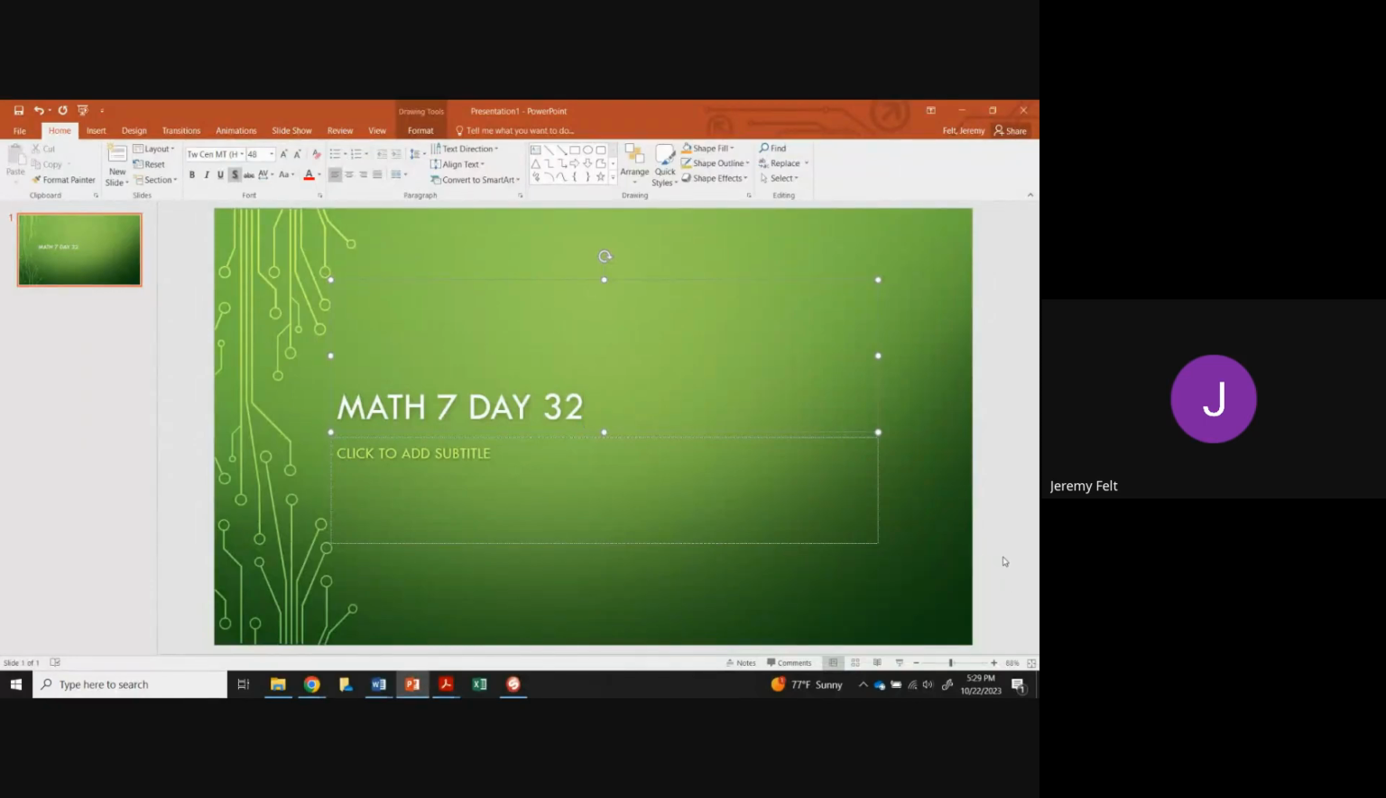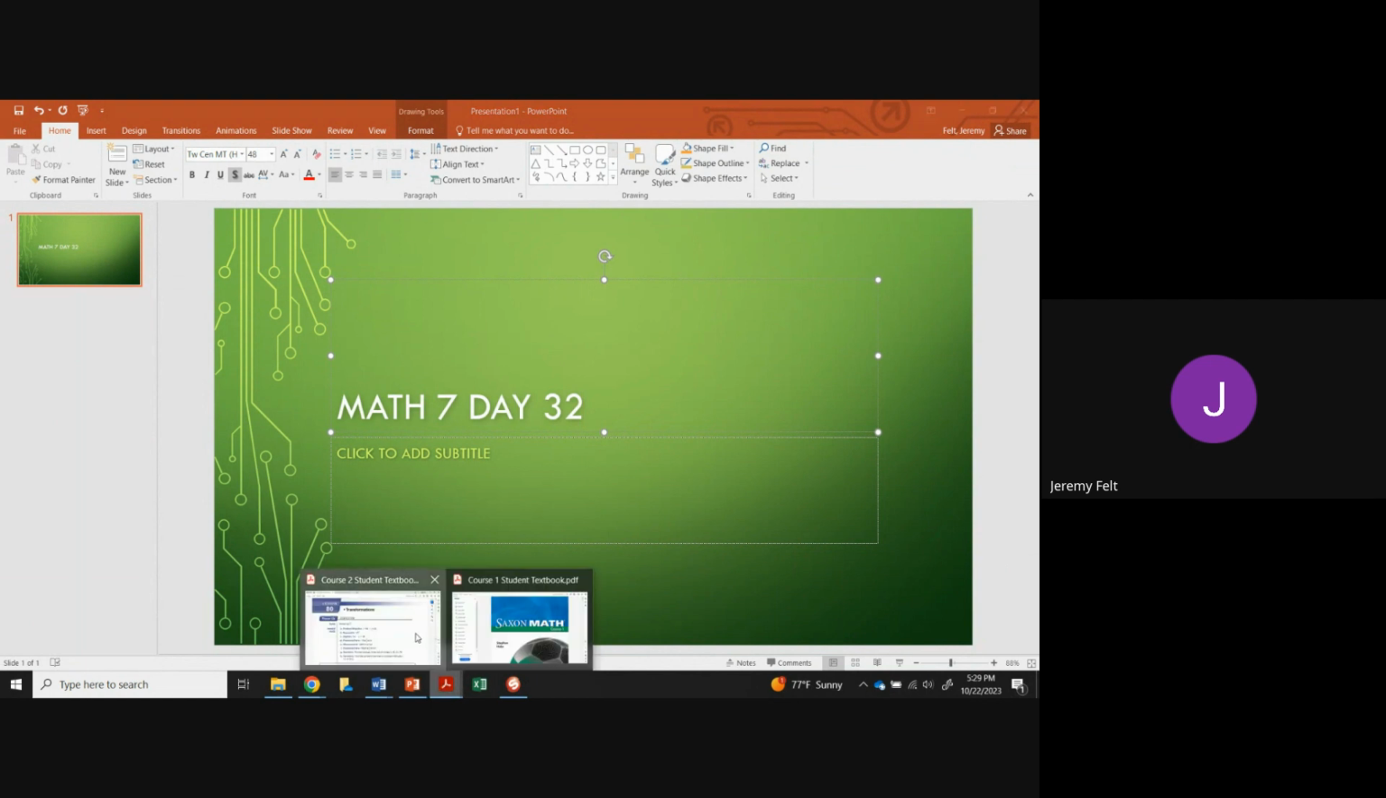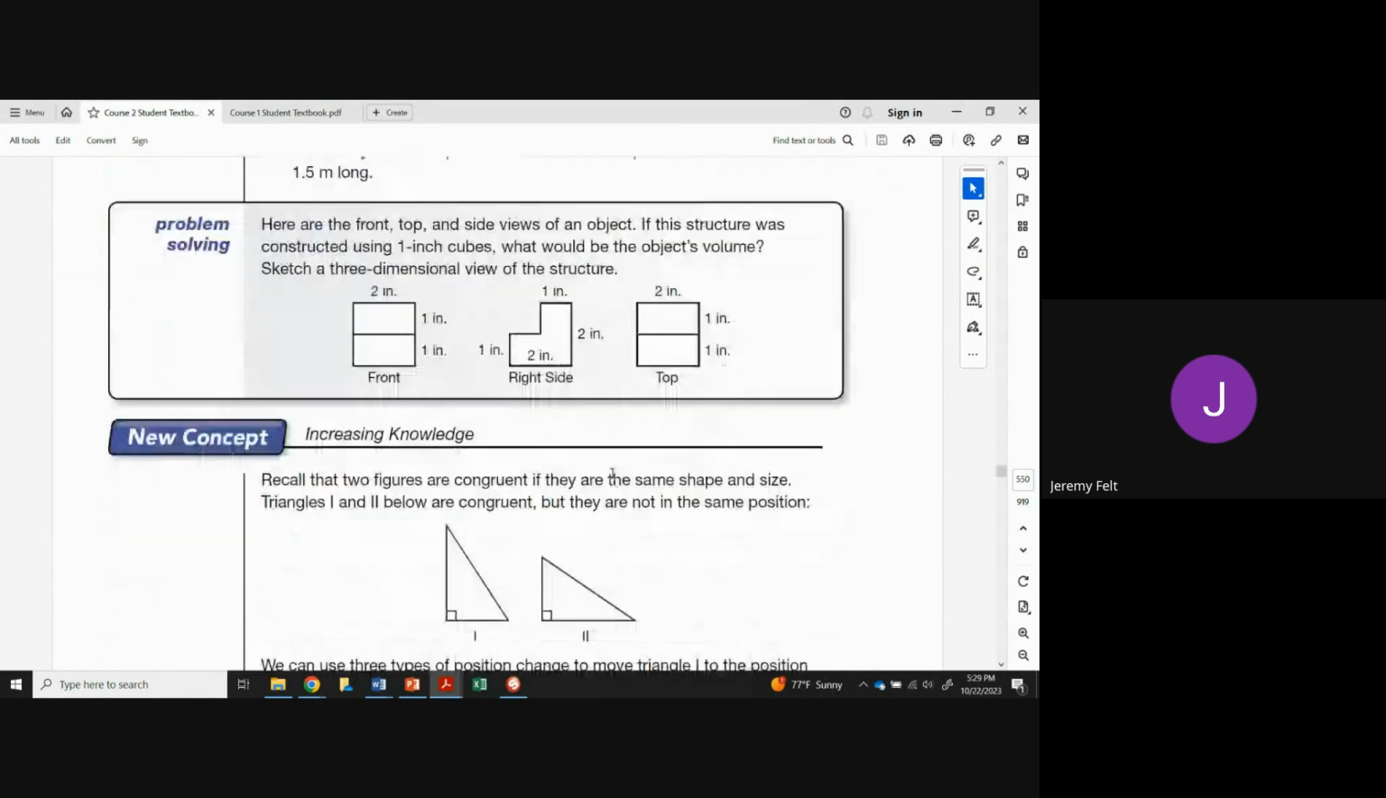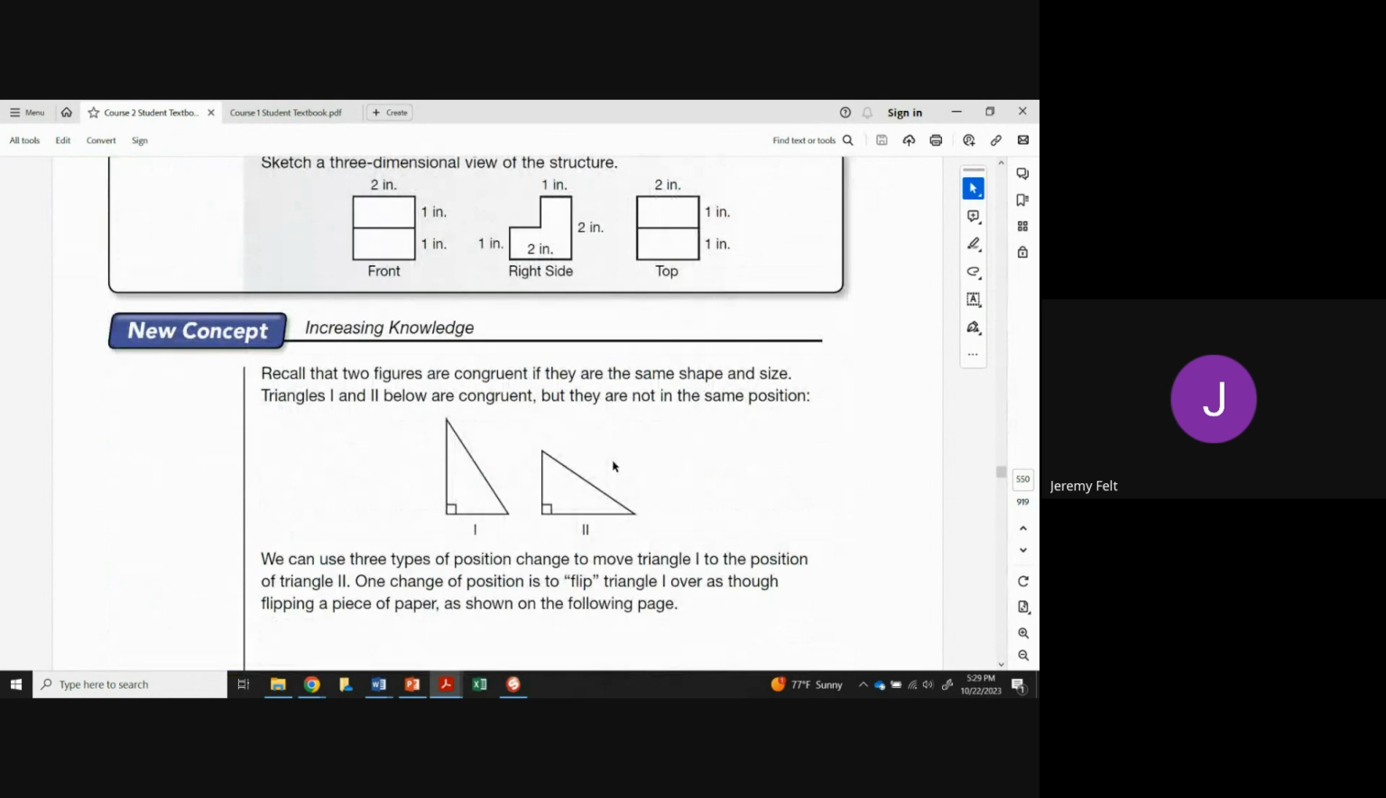Day 32, lesson 80, so the last lesson out of the first semester. What we are looking at is transformations. Transformations is just a change in a shape. So two figures are congruent if they have the same shape and size. If everything about them is identical, we call them congruent.